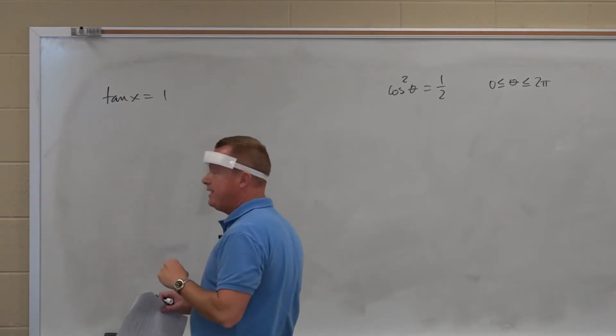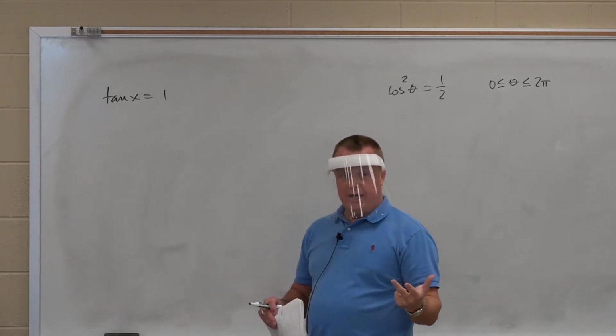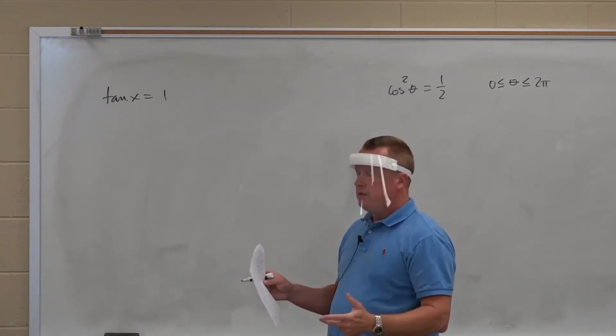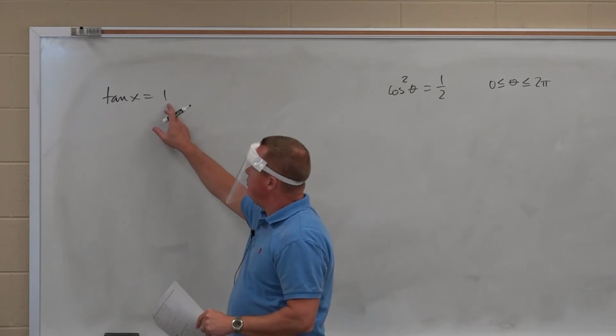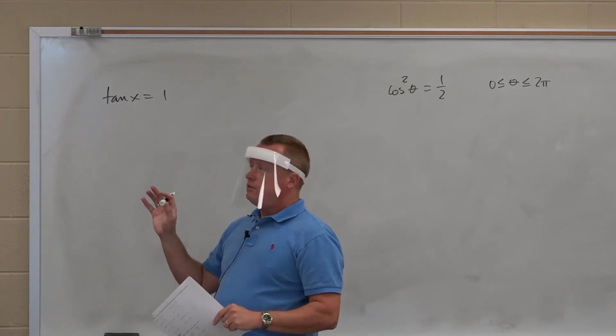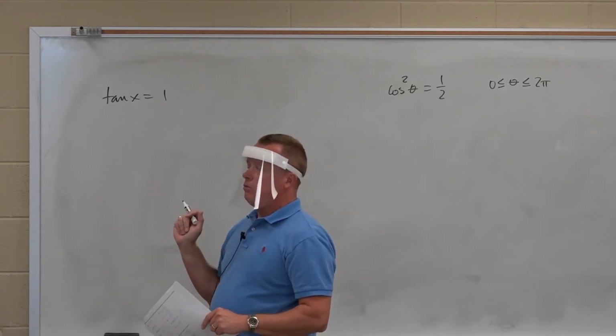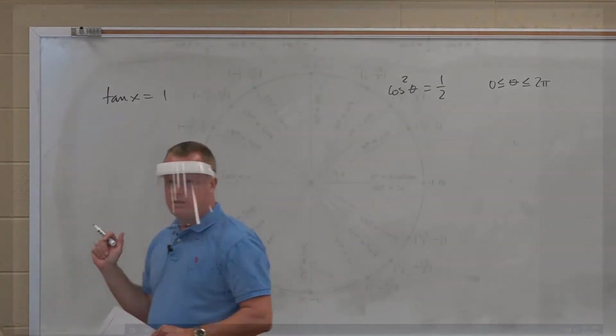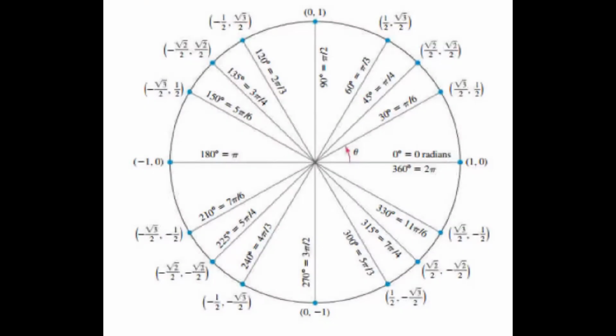All right. So what you can do here, tangent x equals 1. You got to remember tangent is y over x on the unit circle, right? So to get 1, y and x need to be the same. So what angle on the unit circle are y and x the same? 45 degrees, pi over 4, all right? Right here. Root 2 over 2, root 2 over 2. So this pi over 4 would be a solution, okay?